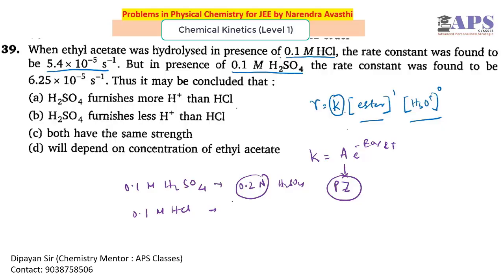So if the number of ions is more, the collision will become more. If collision becomes more, the A value will become more. That indicates the rate constant value will increase. So H2SO4 furnishes more H plus than HCl. This should be the correct option in this case. The whole answer depends on only the rate constant, the Arrhenius constant, and collision frequency.